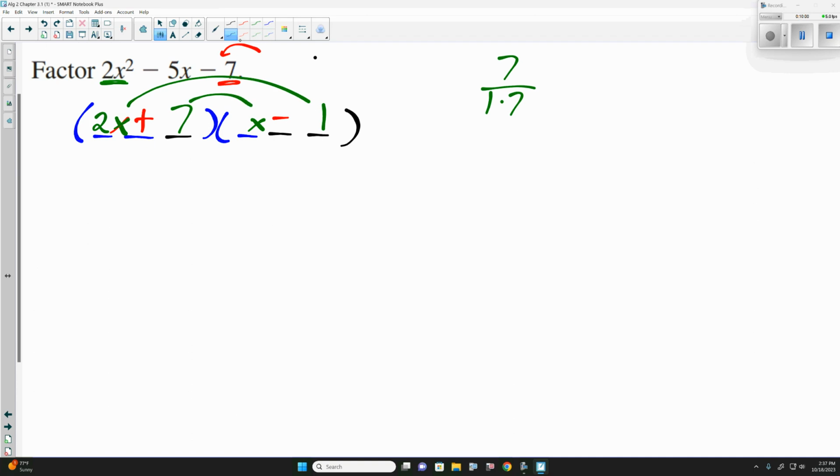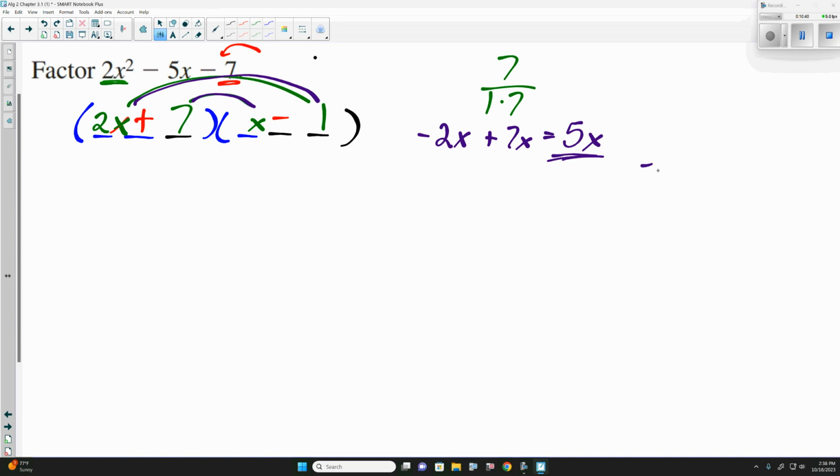Then we can check this. So we can do our 2x times negative 1, which is negative 2x. 7 times x, positive 7x. Negative 2x plus 7x is 5x. Is that the middle term we wanted? Is it the correct number? Yes. But it's the wrong sign, because we got the right number but wrong sign. Really, we need the sign of 5x to change to negative, yes?